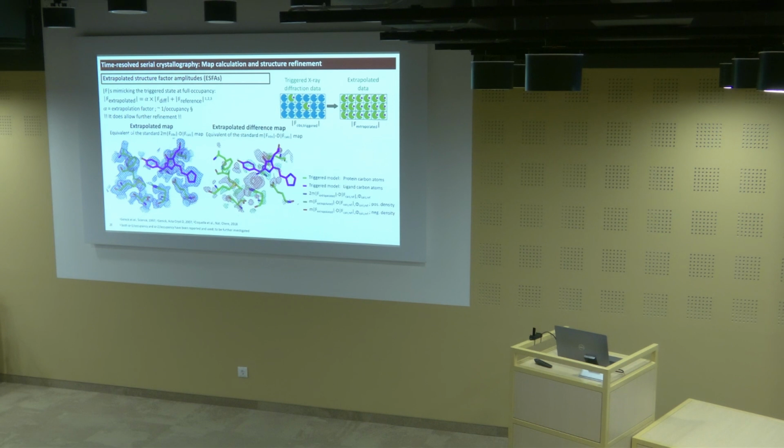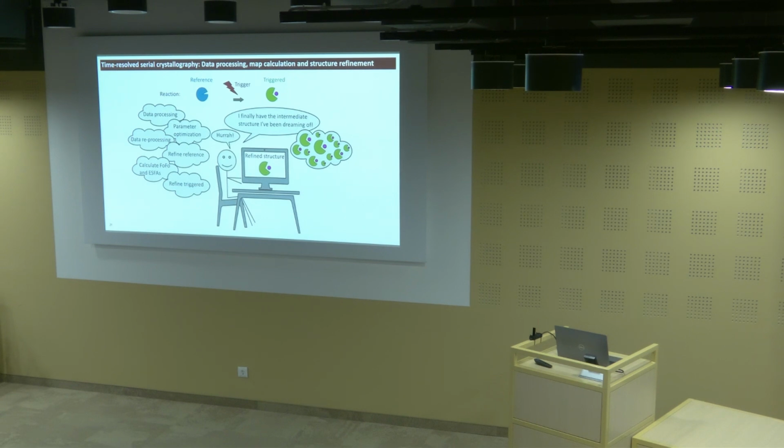So what we see here on the left is the extrapolated map, which is the equivalent of a standard 2FO-FC map. And here on the right, we have an extrapolated difference map, which is the equivalent of a standard FO-FC map. But instead of using the observations, we use the extrapolated structure factor amplitudes to calculate these maps.